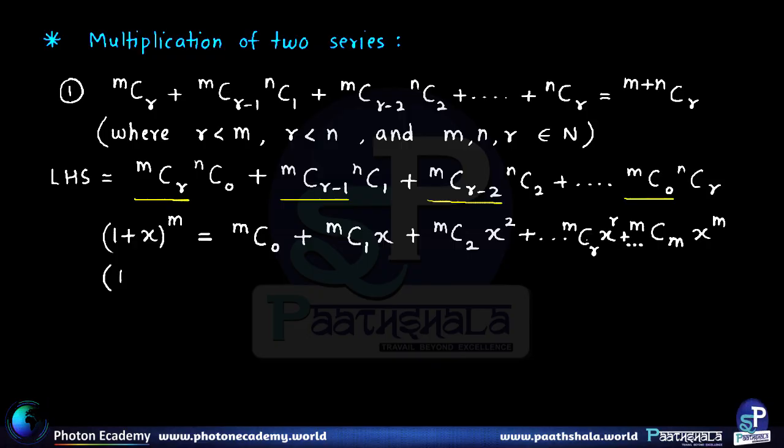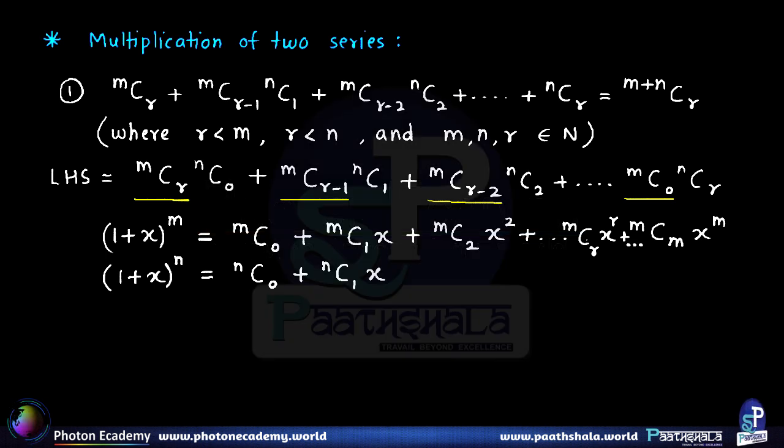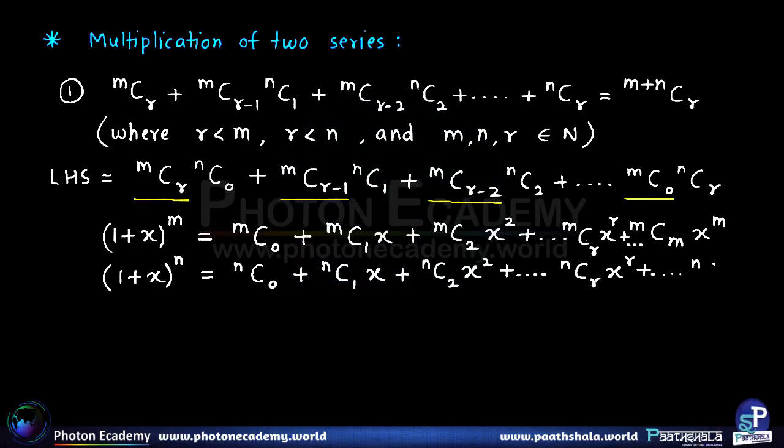Now let's consider another series in which instead of m we have n as the index. So here what happens is, let us rewrite the terms once again. Here we will have, instead of m we will have n, NC0 plus NC1 times x plus NC2 times x square plus so on. Somewhere we will have a general term NCR x raised to r plus so on to finally NCn x raised to n.